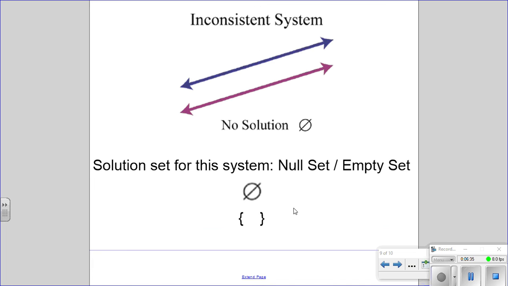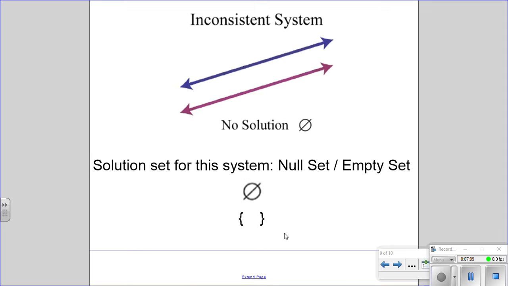Finally, when we look at inconsistent systems, a lot of times students associate no solution and this symbol, and they do mean the same thing, but really in mathematics, this symbol represents what we call the null set or the empty set. In layman's terms, it means no solution. We read it as no solution, similar to the all real number symbol. But here, it represents that there's no element, there's no ordered pair at all that would satisfy the equations.